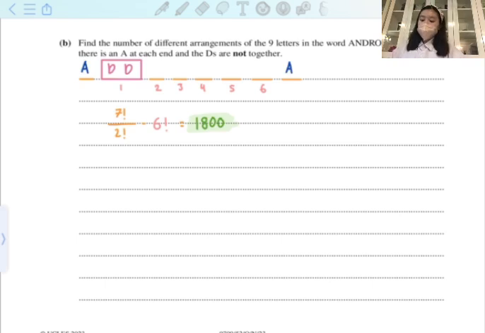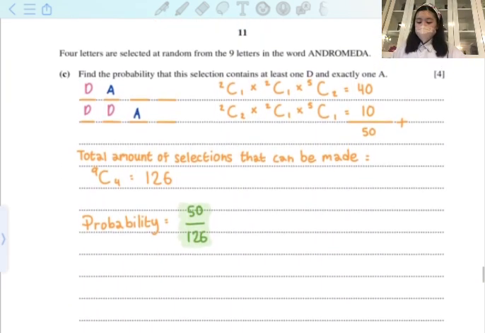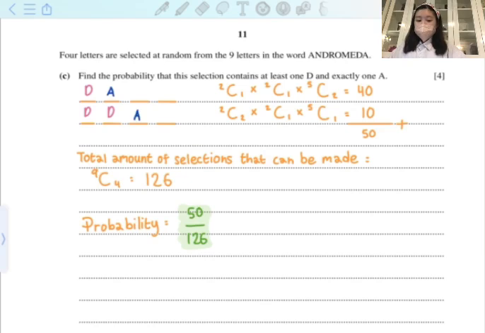And finally, we are on page 11 of the past paper. The last letter, I can almost hear you saying, thank goodness that it's almost over. Good job.